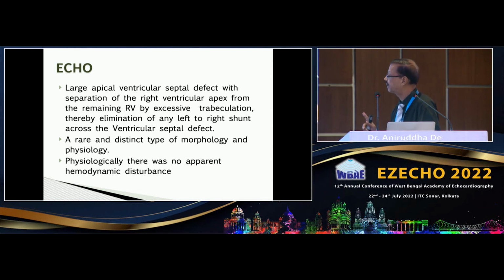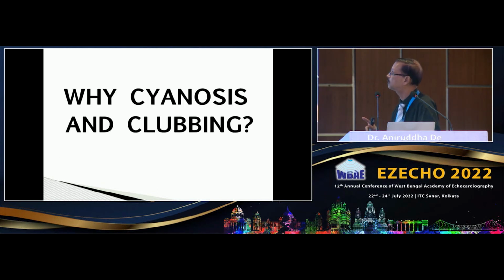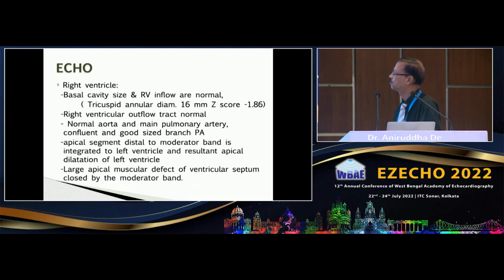Physiologically, there was no apparent hemodynamic disturbance, but why is there cyanosis and clubbing? I think the RA cannot decompress into the RV, so probably the RA pressures must be high. That is why the PFO was shunting continuously right to left. This is hypoplastic right heart syndrome with apical isolation.